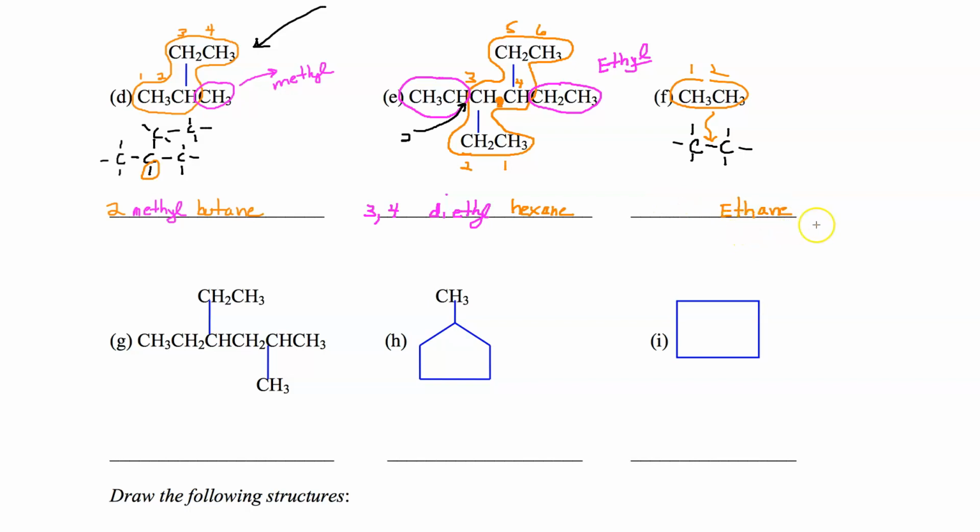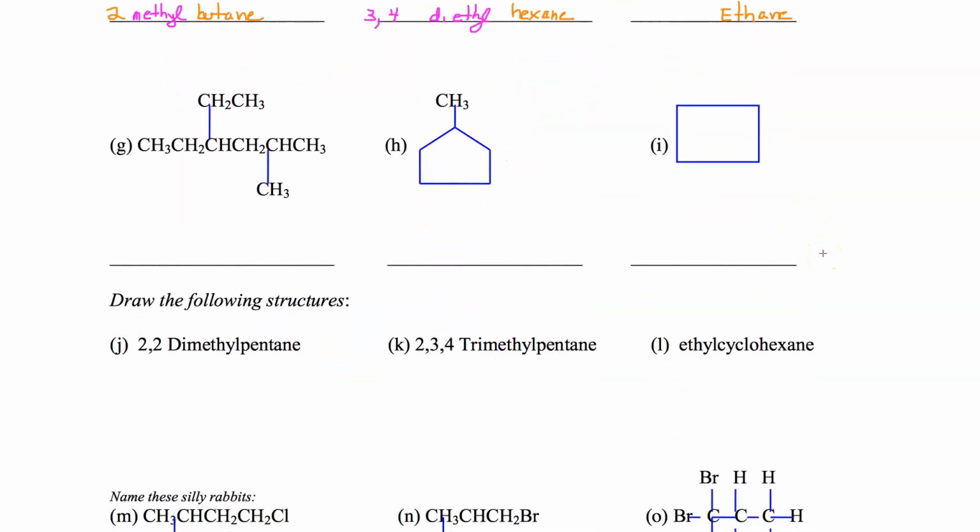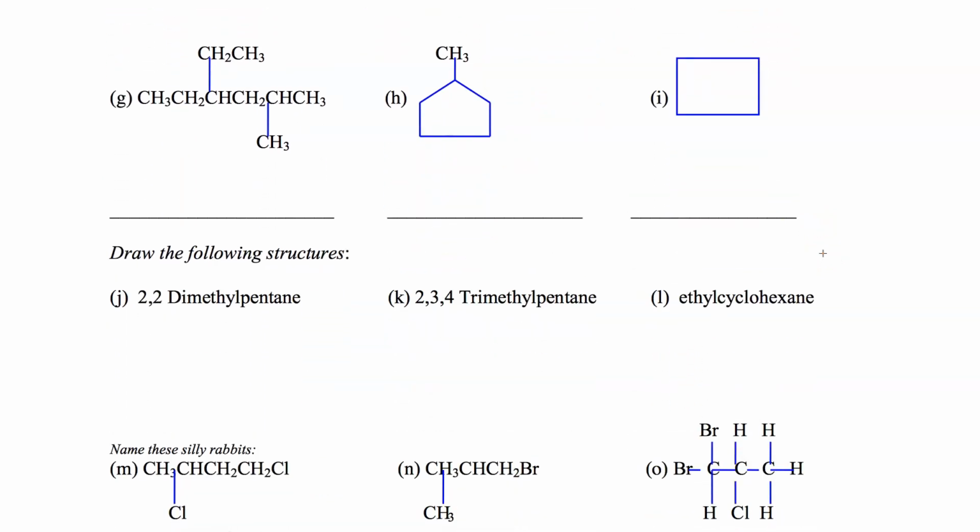Okay, so on to letter G. Let's go find the longest continuous chain, and I'll try to clear this. So 1, 2, 3, 4, 5, 1, 2, 3, 4, 5, 6, 1, 2, 3, 4, 5, 6. So I'm going to just keep it straight across. It doesn't have to be. These things, if they're single bonded, can spin on themselves.